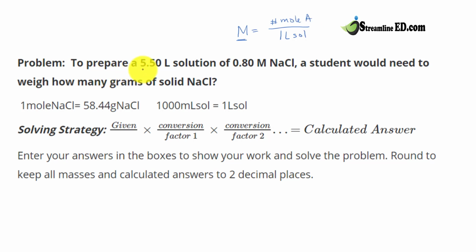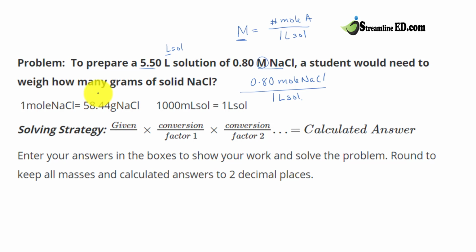To prepare a 5.5 liter solution of 0.80 molarity of NaCl, sodium chloride. This volume is in liters, that's a key thing. The concentration is 0.80 moles of NaCl divided by exactly 1 liter of solution. So that is a conversion factor for molarity. A student would need to weigh how many grams of solid sodium chloride.